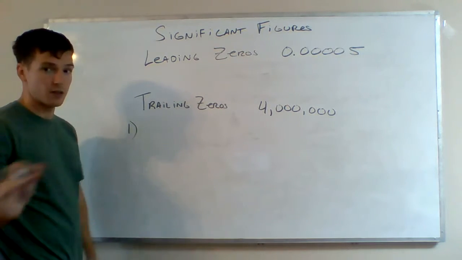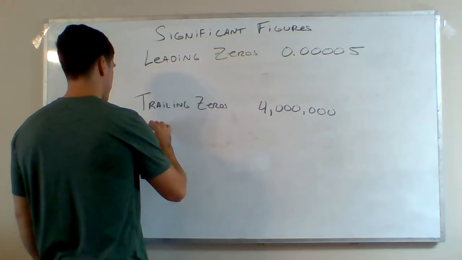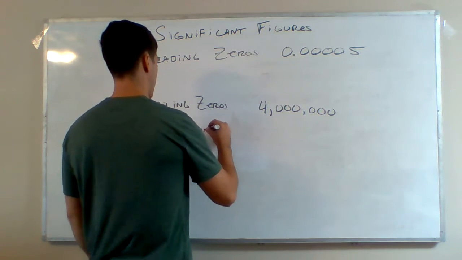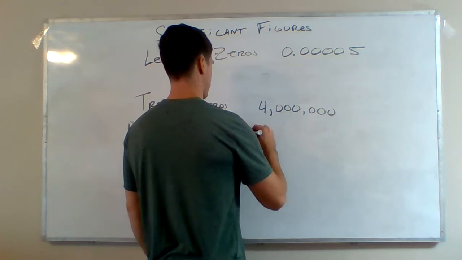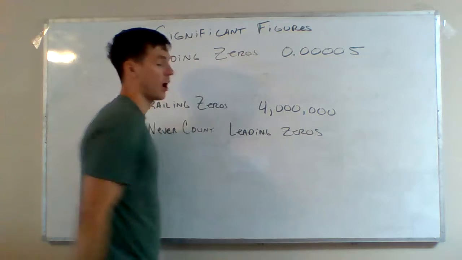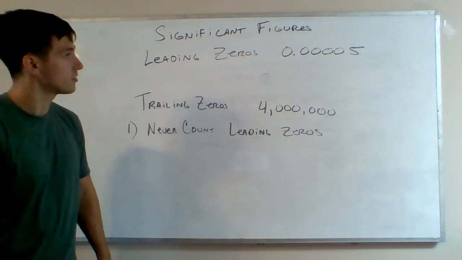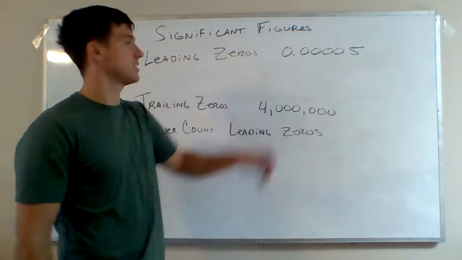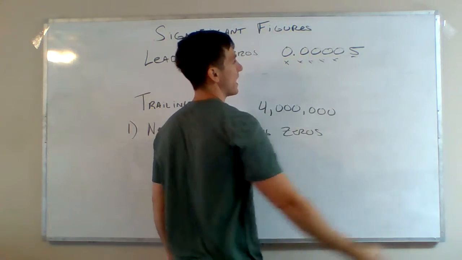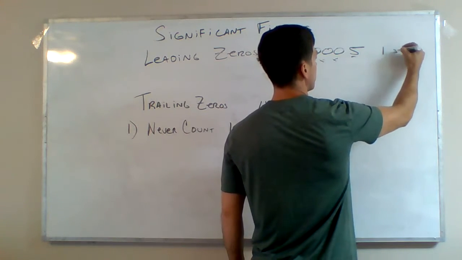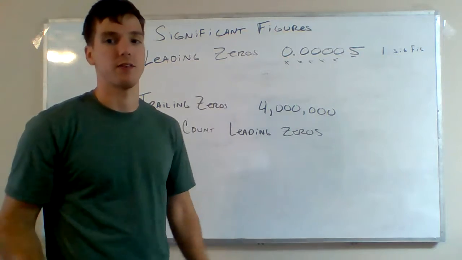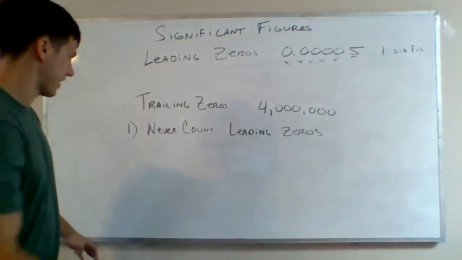One, never count leading zeros. Leading zeros are never going to count. So if we looked at my example up here in the leading zeros, none of these guys are significant. So right now I only have one sig fig. We're never going to count leading zeros. Don't ever count them. They're worthless. They're garbage.